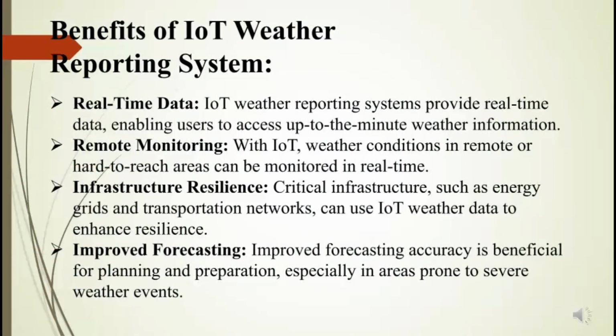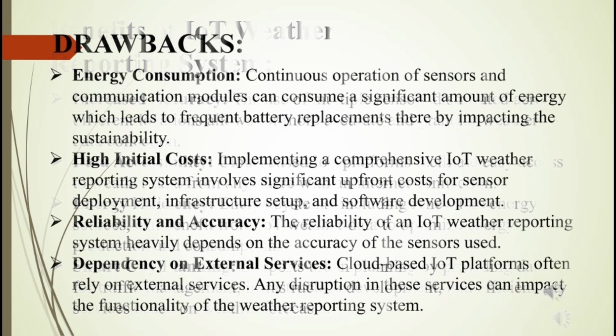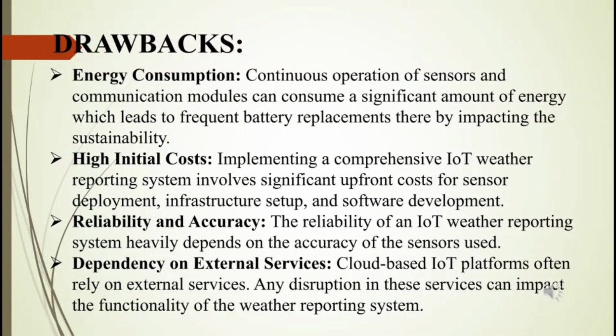The benefits of the IoT based weather reporting system are that it helps to calculate real time data, it helps in remote monitoring, infrastructural resilience, and improved forecasts, increased accuracy, data accessibility, energy efficiency, and smart city planning. The drawback of our project is energy consumption. Using the sensors for a long time causes frequent battery replacement, impacting sustainability, and there are also high initial cost, reliability and accuracy concerns, and dependency on external services. These can be easily rectified in the future.